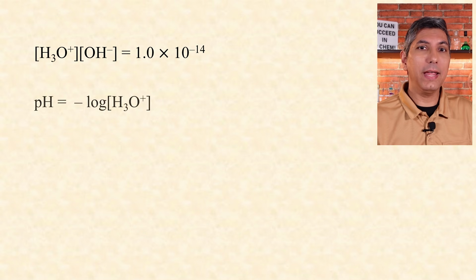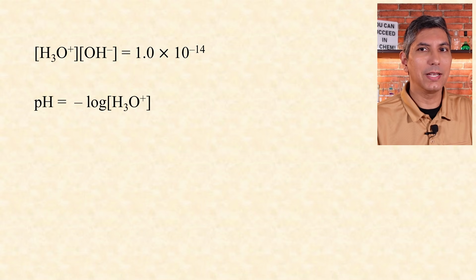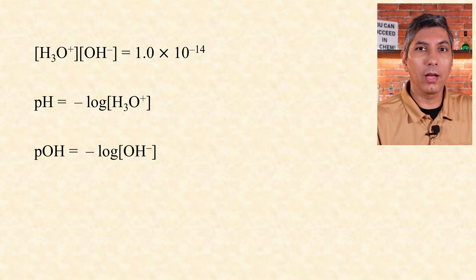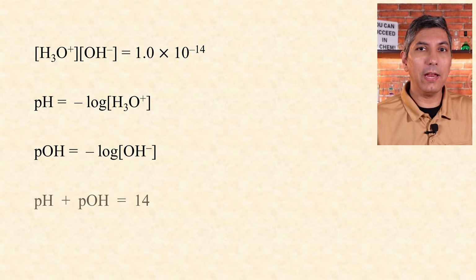We also know that pH equals negative logarithm of the hydronium ion concentration. Similarly, pOH equals negative log of the hydroxide ion concentration. And finally, pH plus pOH equals 14 at 25 degrees Celsius.